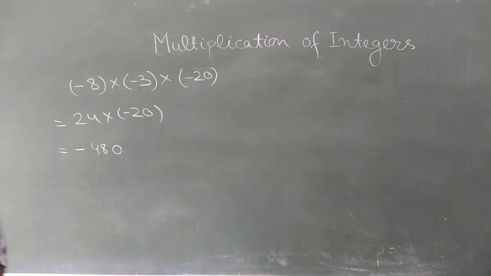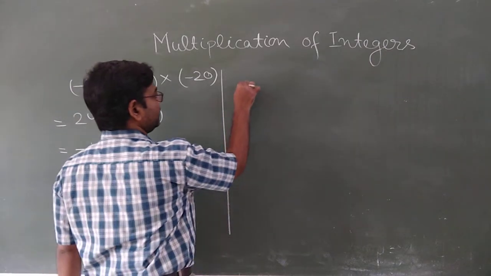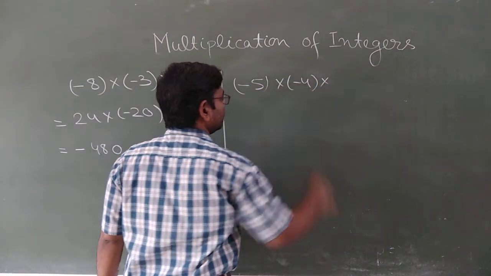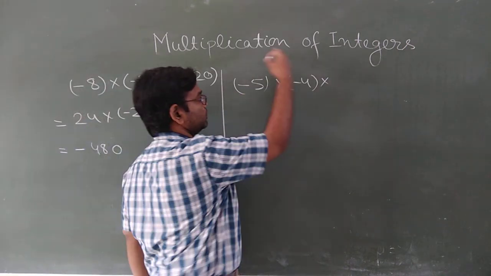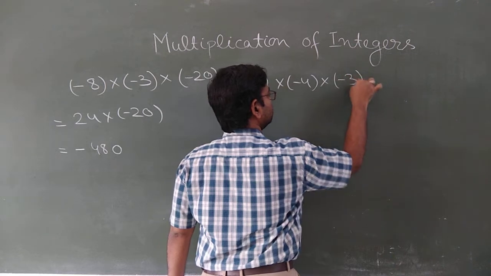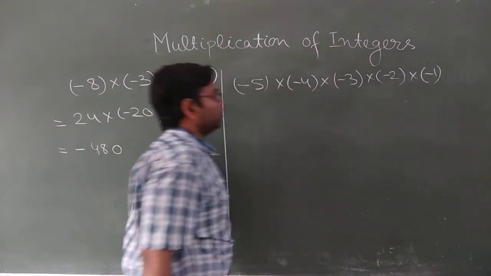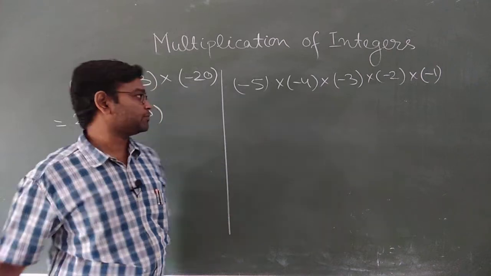We follow the same thing. Now come to this part, this one. This is a very interesting question. Minus 5 into minus 4, minus 3, minus 2, minus 1. Almost every book I find this in multiplication of integers. I think you can see what the interesting part is: decreasing order with minus signs.